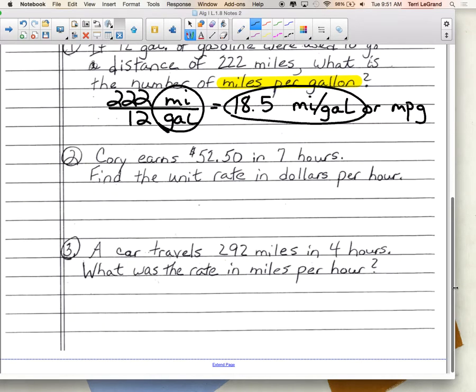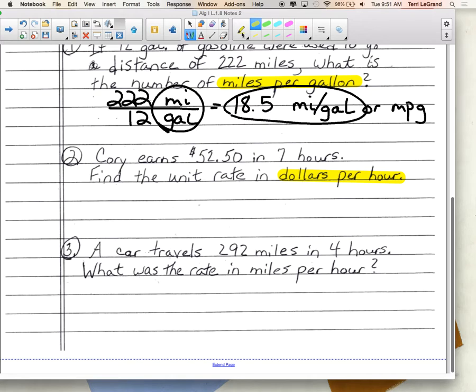So Corey earns $52.50 in 7 hours. Find the unit rate in dollars per hour. Again, that's a really important thing. You circle, underline something. You always want to make sure you pay attention to how they want it. This one they want it in dollars per hour.